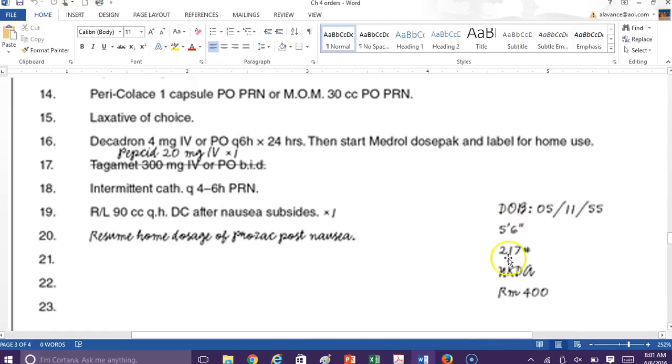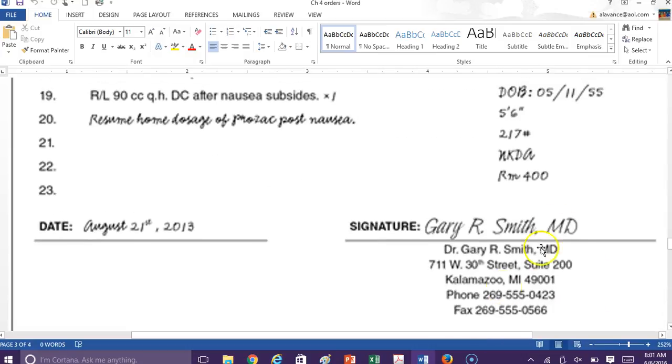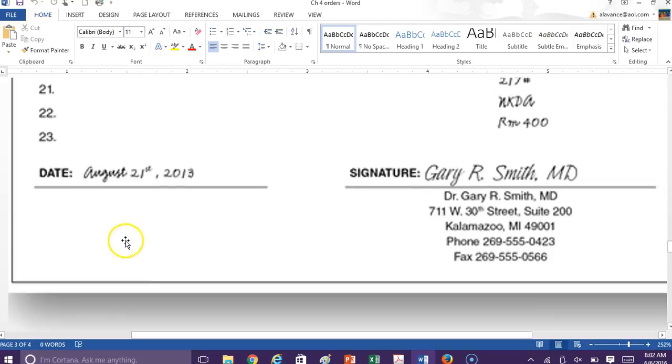Date of birth, their height, their weight, their allergies, and their location. That would be often on what we call an addressograph, which is a pre-printed sticker that we could peel and put onto a set of standing orders. If we have patient orders or MARs, we may have that already imprinted onto those orders in their chart. But often the addressograph is in a sticker form. The doctor's signature and the date.